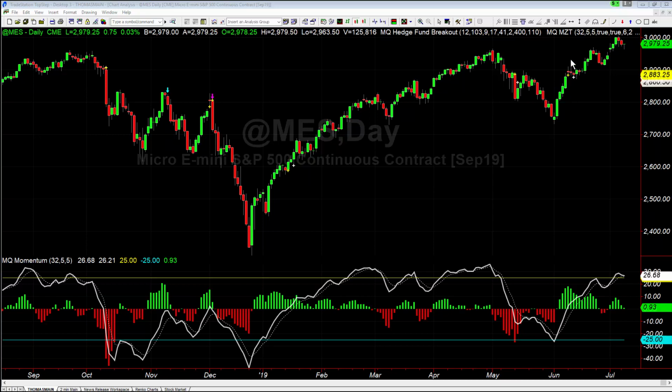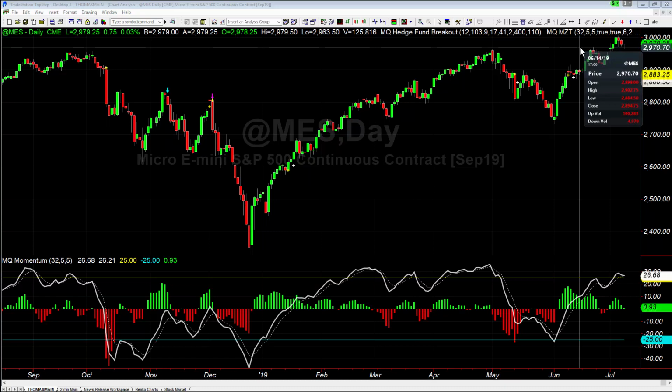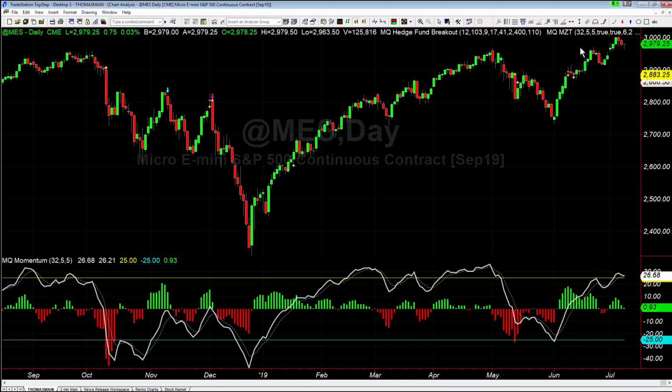If you're looking for a futures product you can trade that has lower risk, same volatility, but less notional value per trade, the micro mini contracts are a great way to go.